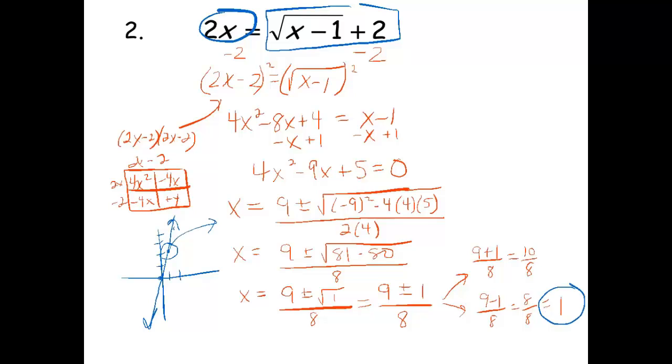I'm not even going to do the check. We know that there's only one solution, and this is it. So I'll cross this out. I'll just write EXT for extraneous solution, just so I know that I make a note of that. And our only solution is x equals 1.